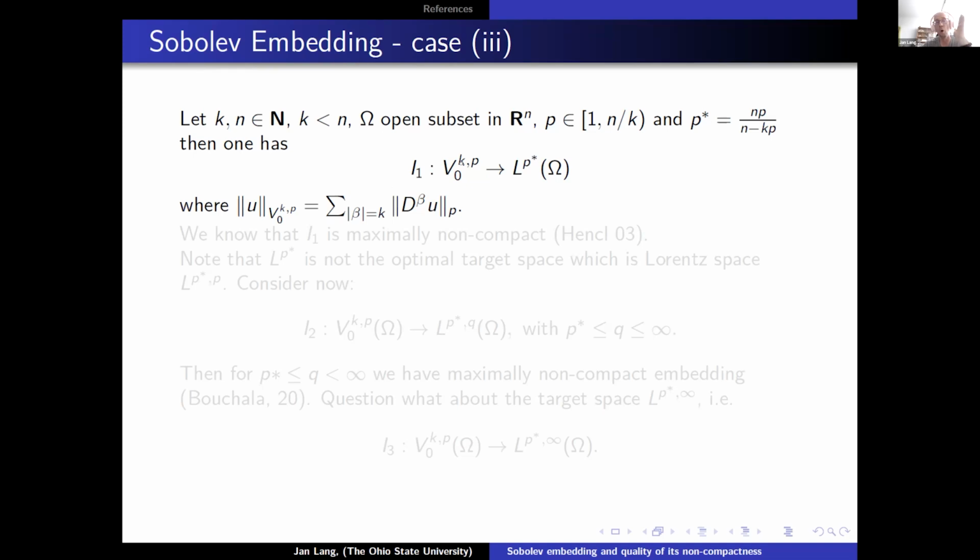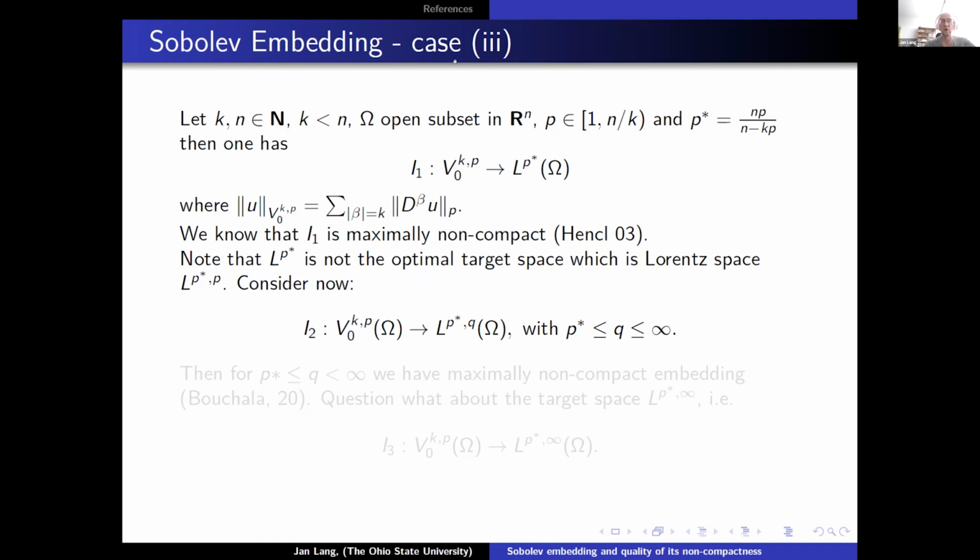Important thing here: omega is open. Pick an L^p space larger than this one, and the embedding is already compact. Now for this Sobolev embedding, it was proved by Hencl in 2003 that this embedding is maximally non-compact. But for Sobolev embeddings, L^{p*} is not the optimal target space.